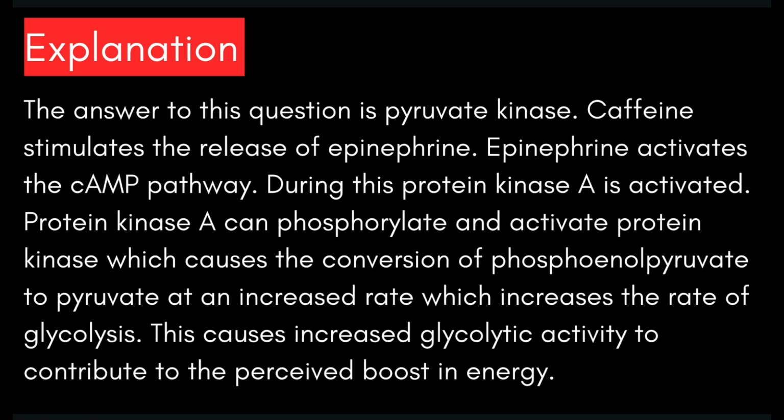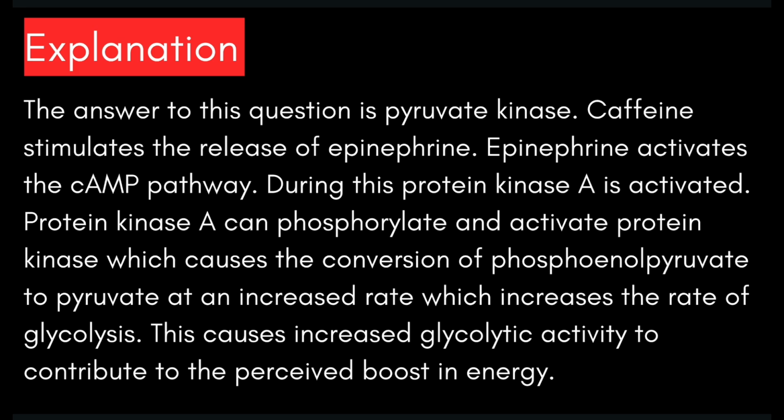And let's go. The answer to this question is pyruvate kinase. Caffeine stimulates the release of epinephrine, also known as adrenaline. Epinephrine activates the cyclic AMP pathway. During this, protein kinase A is activated. Protein kinase A can phosphorylate and activate pyruvate kinase, which causes the conversion of phosphoenolpyruvate to pyruvate at an increased rate, which increases the rate of glycolysis. This causes increased glycolytic activity to contribute to the perceived boost in energy.